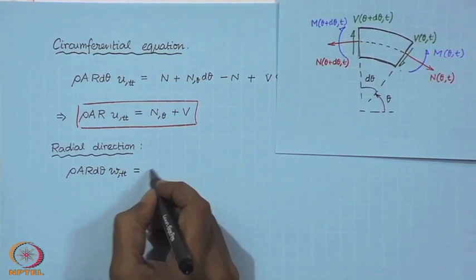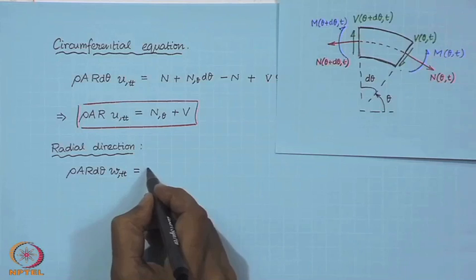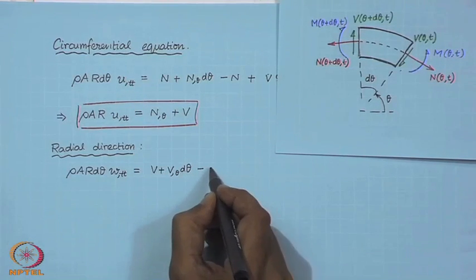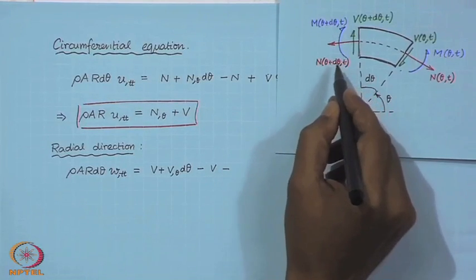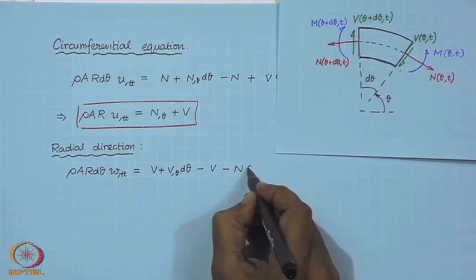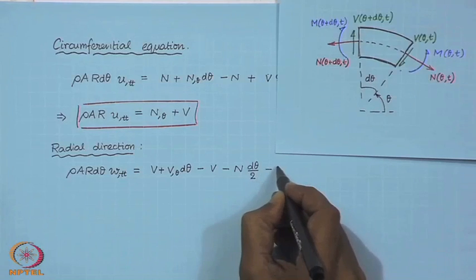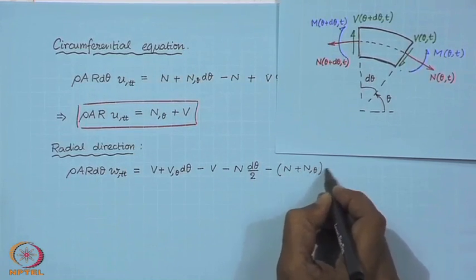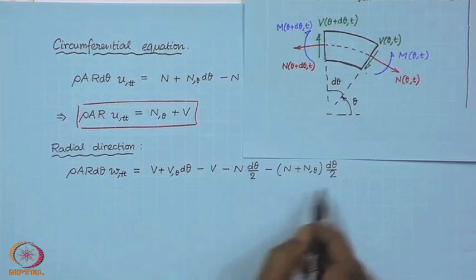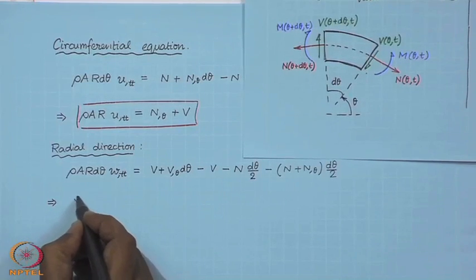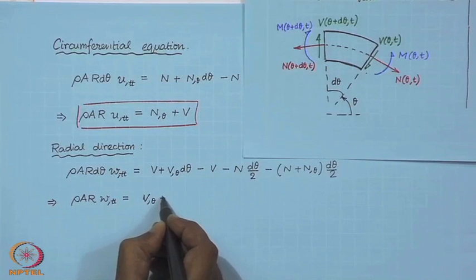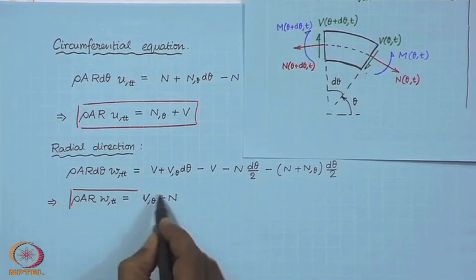So I can write this as, so V, then there is this normal force which is towards the center, and so this is negative, and there is a projection. So these are the forces in the radial direction, so that implies... So this is the equation of motion in the radial direction.